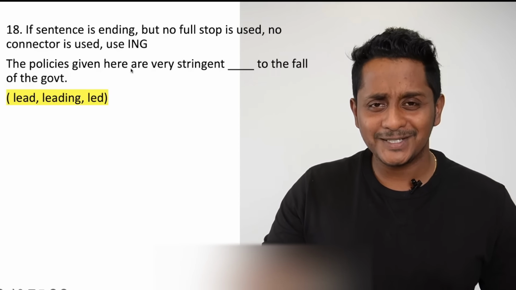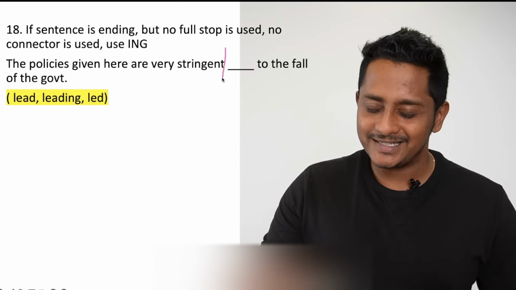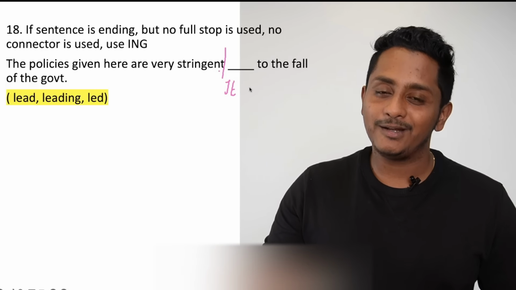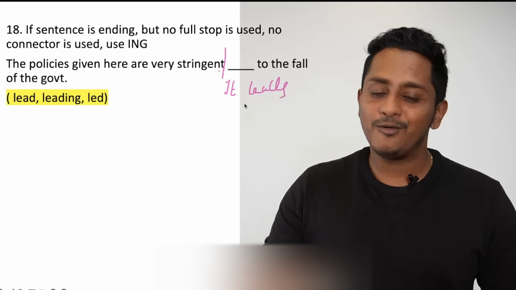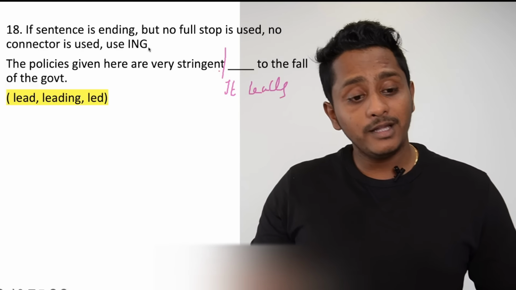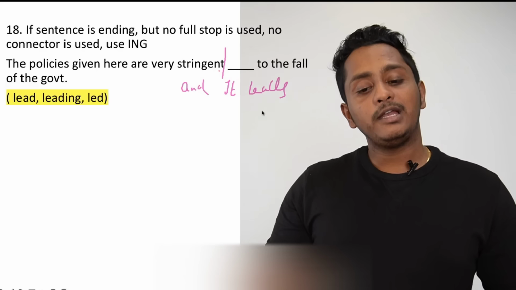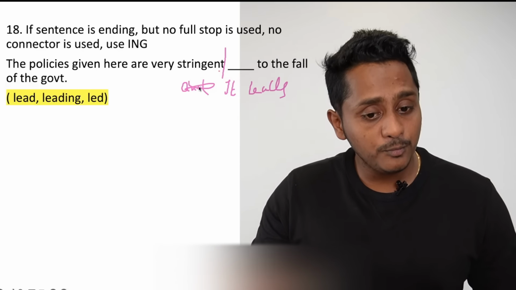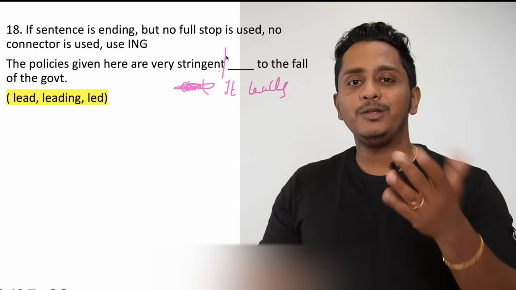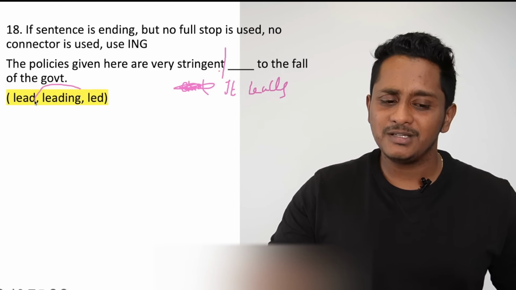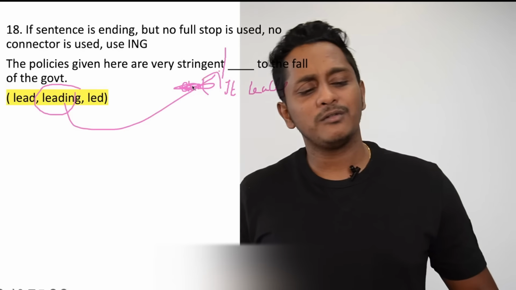The policies given here are very stringent. End of a sentence. If you want to end it, you put a full stop and start with a noun: it or this leads to the fall of the government. You don't want to put that? Then you say the policies given here are very stringent, and it leads to the fall of the government. You don't want to put the and also? Then simply you cannot use a verb. You have to use a gerund, that's called verb-ing. Remember this, ing will come: leading to the fall of the government.